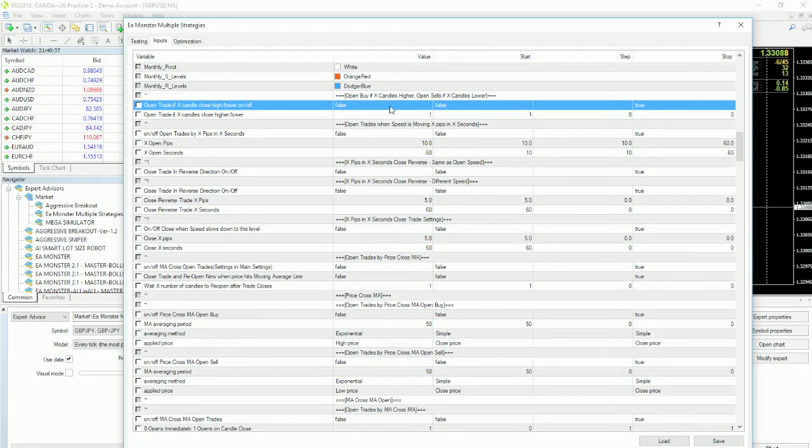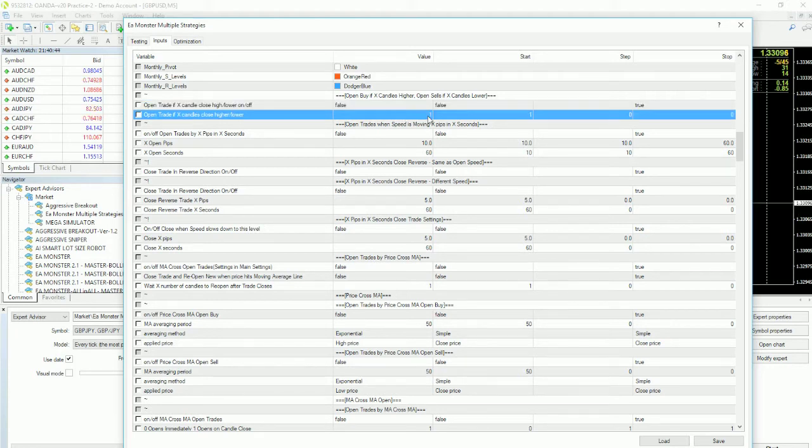If you set this to 1, if you're in a bull candle, it's going to open up automatically. It's going to open up a buy trade. If it's a bear candle, it's going to open up a sell trade. If you have this set to 3 candles, it's going to wait for 3 consecutive bull candles to open a buy, 3 consecutive bear candles to open a sell. Very easy to understand that one.